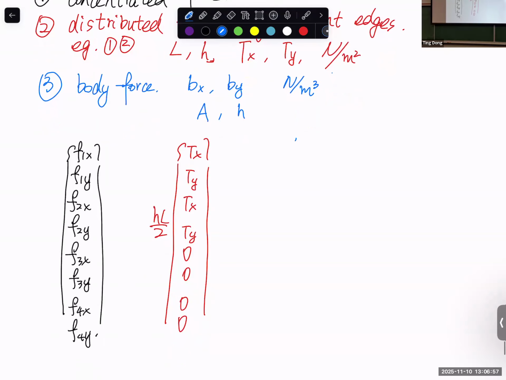So how to write this vector with 8 components? Anyone? How to write?